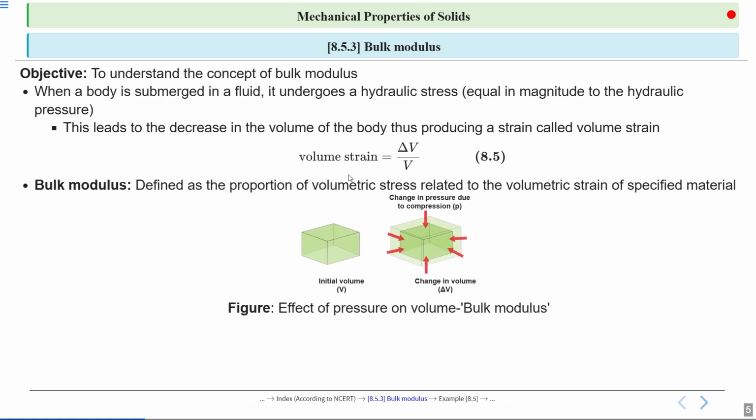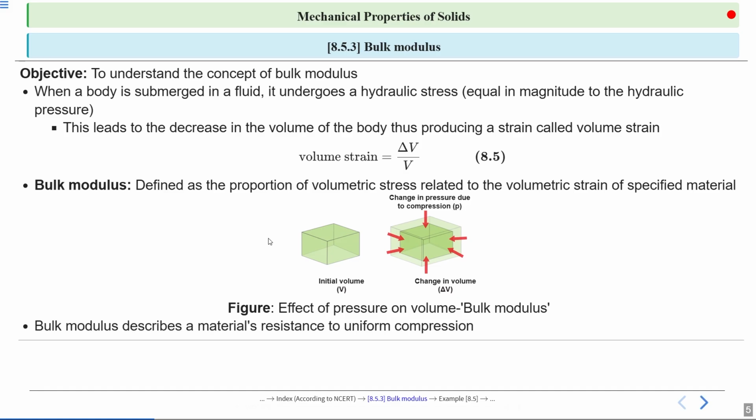Now let's define bulk modulus. Alright. So bulk modulus is the ratio of volumetric stress to volumetric strain for a material. The figure here shows how applying pressure from all sides, from vertically downward, vertically upward, towards left and towards right, reduces the volume of an object.